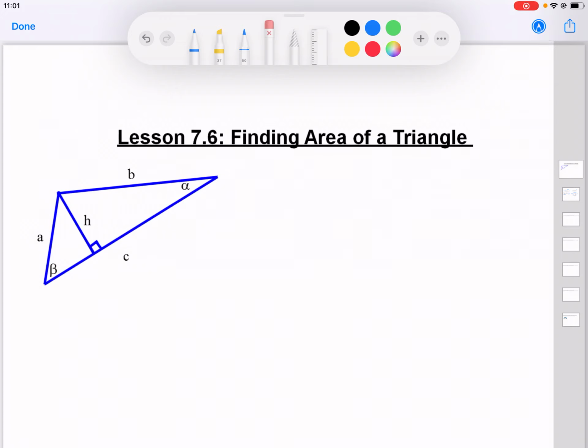So for this last lesson, we're going to go ahead and find the area of triangles. Now the big key factor you need to understand is we're not dealing with right triangles, so we don't automatically have the height given to us. Remember, if you find the area of a triangle, you have to have the base times the height, but once again, our triangles aren't necessarily going to have that.